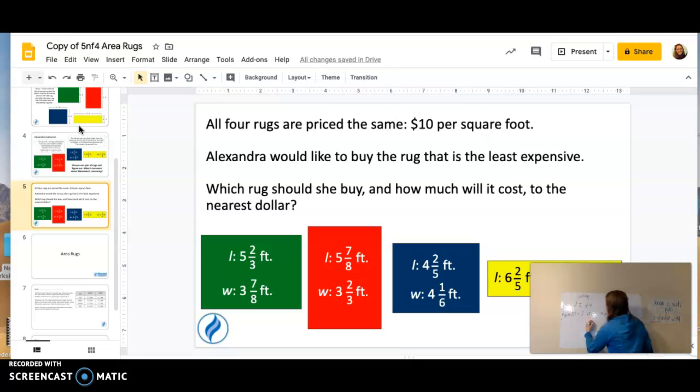So the yellow rug is 12 1/15 times 10. Well, I know 12 times 10 is 120. And 1/15, right? And then I'm going to round it to the nearest dollar anyways. So it'll be about $120. I hope you got that answer.